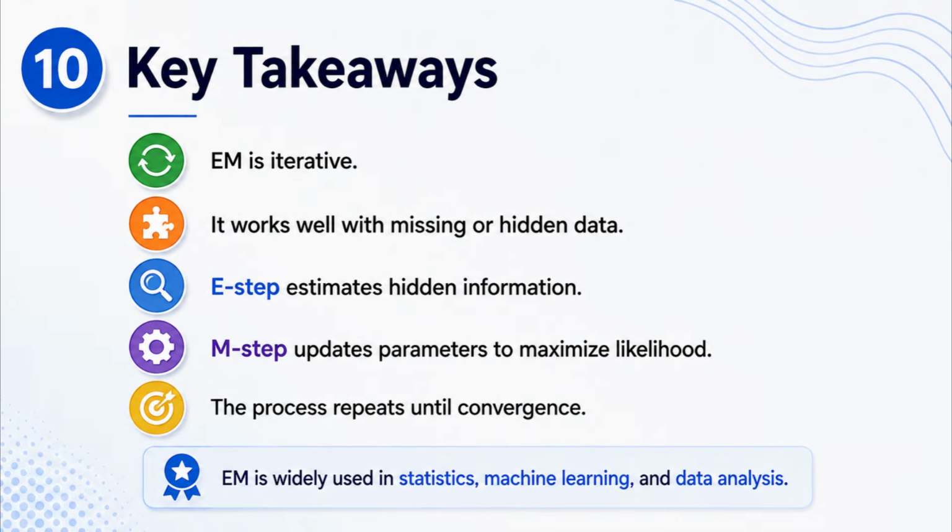The expectation-maximization algorithm is used for models with missing or hidden information. The E step estimates the hidden information using the current model. The M step updates the parameters to better explain the data. These two stages repeat until the model converges. EM is widely used in clustering, Gaussian mixture models, statistics, finance, and machine learning. The easiest way to remember it is this: estimate the hidden information, improve the parameters, and repeat. Expectation. Maximization. Repeat.